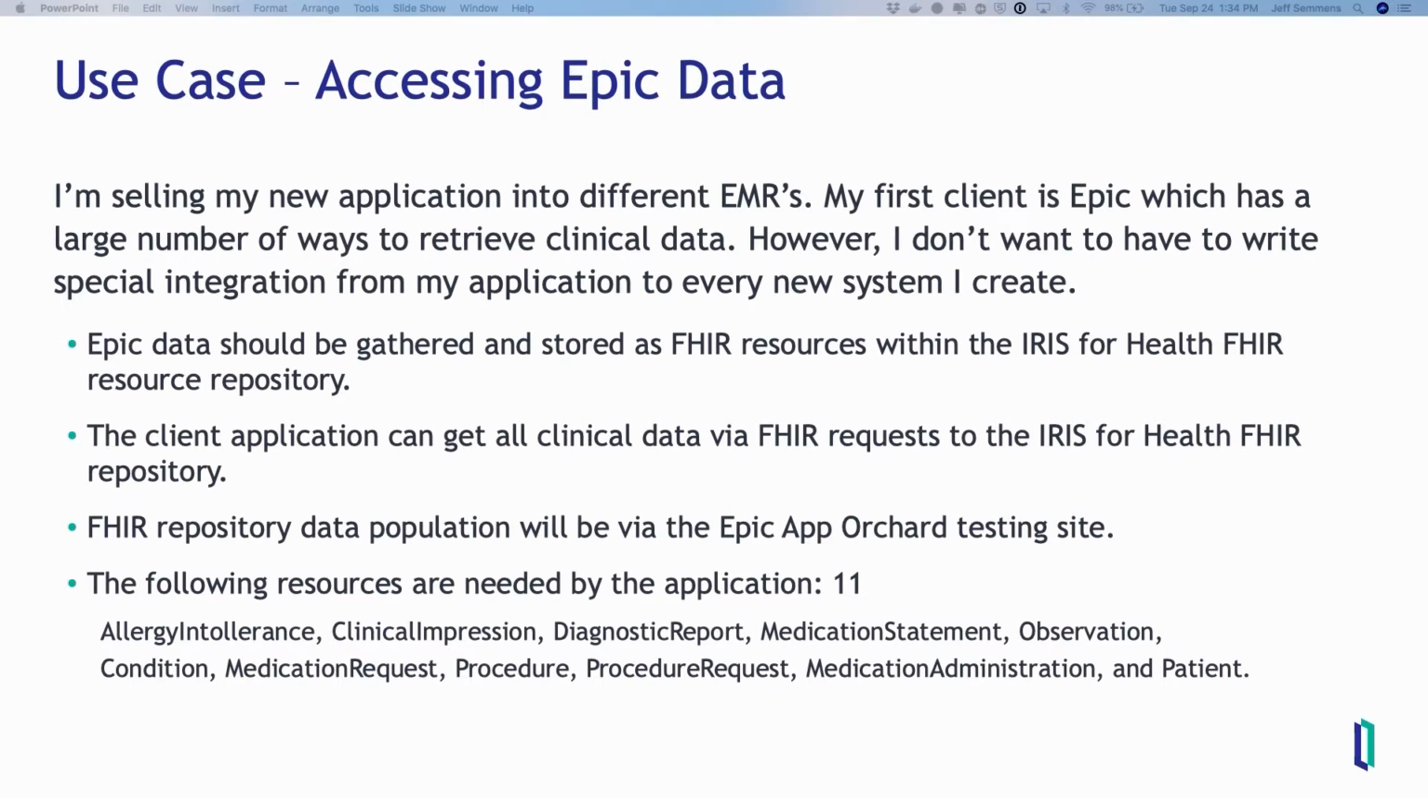The whole caveat: the Epic data should be gathered and stored as FHIR resources in the IRIS for Health FHIR repository. The client application gets all the data via FHIR requests, as I said before, and the FHIR repository data population is via, in this case, just the Epic App Orchard testing environment. So that's something that Epic has up there.